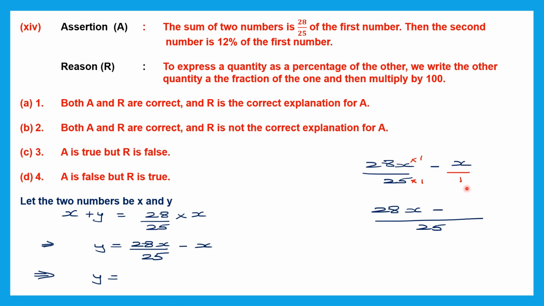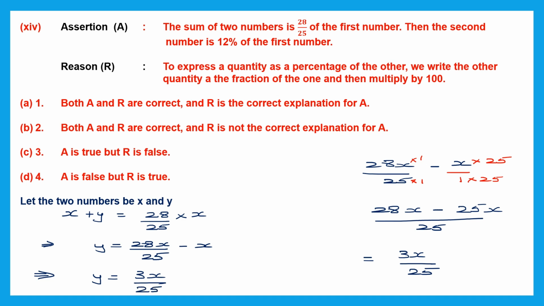Now here we have 1. So 1 into 25 will give us 25. Here also we multiply by 25, x into 25 is 25x. So here what do we have? We have 28x minus 25x. Since these are like terms, we can subtract: 28 minus 25 is 3. So 3x by 25. So we have found the value of y. So y is 3x by 25.